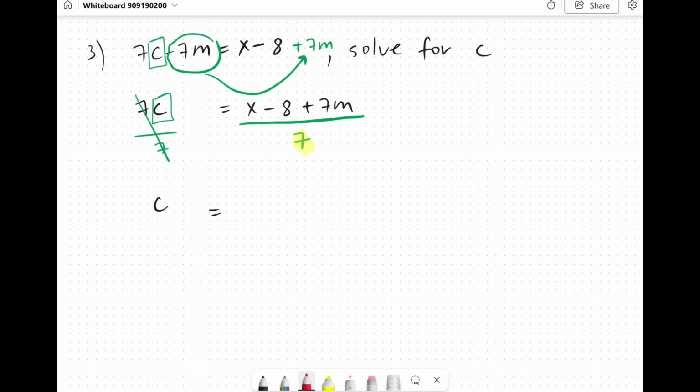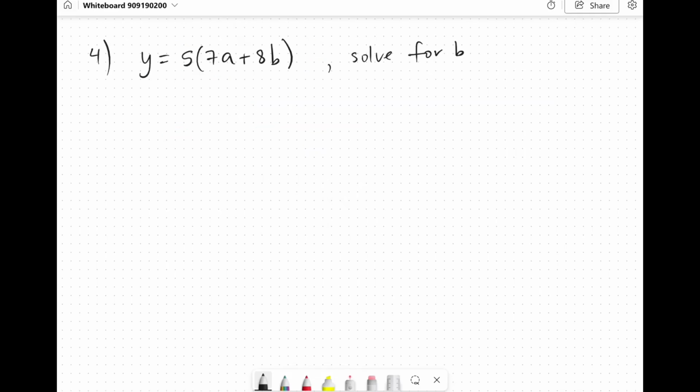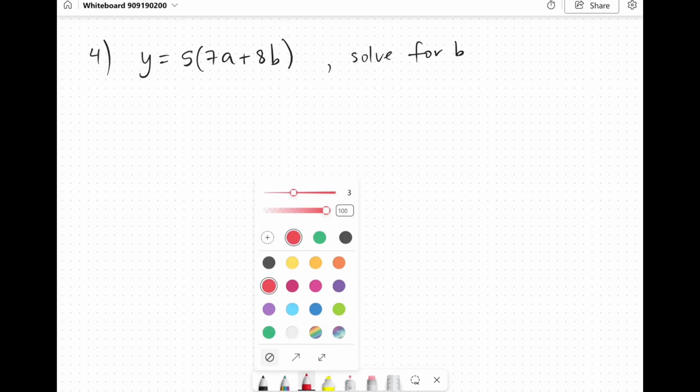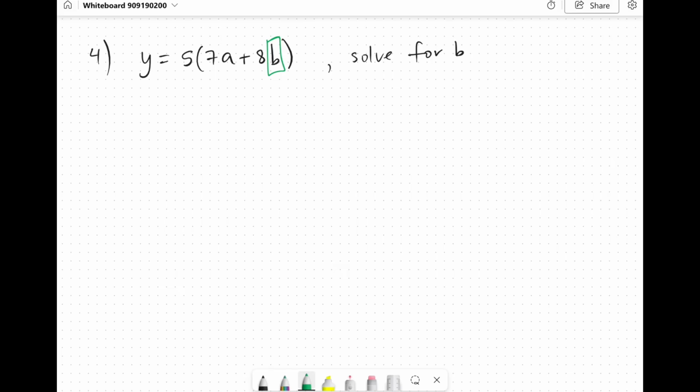Which means our answer is x minus 8 plus 7m on the top and the 7 on the bottom. Here is your number 4, and we will be solving for b, which is right here. And remember the 3 steps, the order in which you're doing the steps when you're solving for a certain letter: distribute, then move addition or subtraction, and then move division or multiplication. We have a set of parentheses here, so we will be distributing our 5.